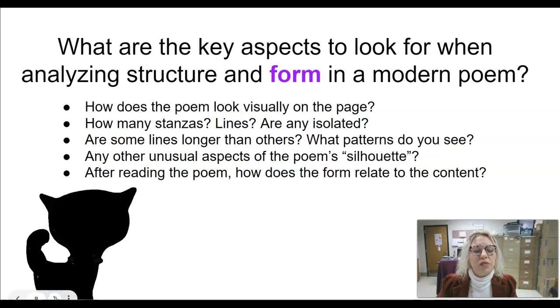Well, this is the same as what I talked to you about in the sonnet video. So you can copy them from that document or copy them from the video, either way. But it's the same things we're looking at. How does the poem look visually on the page? How many stanzas? How many lines? Are any isolated? Are some lines longer than others? What patterns do you see? Is there any other unusual aspect of the poem's silhouette? After reading the poem, how does the form relate to the content?